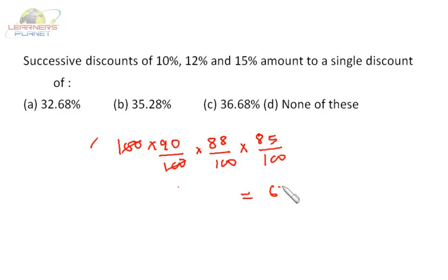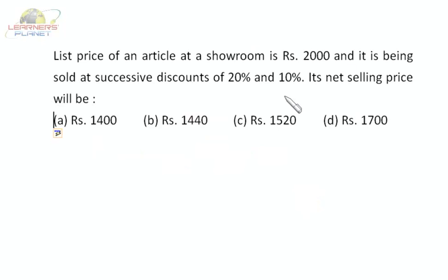It is 67.32. So from the printed price of 100, we are to pay 67.32. That means 36.68 rupees, or 36.68%, is the discount. I hope you are clear. Now let's see this question.